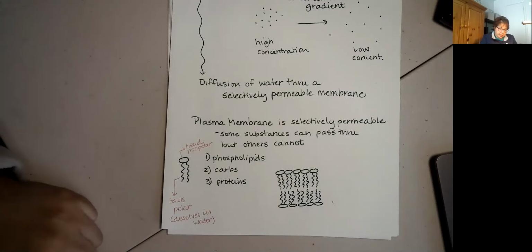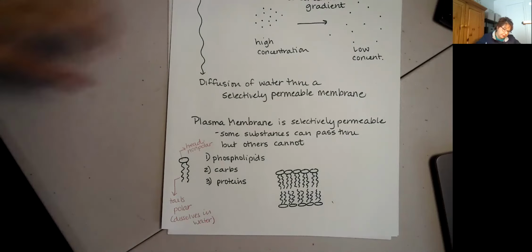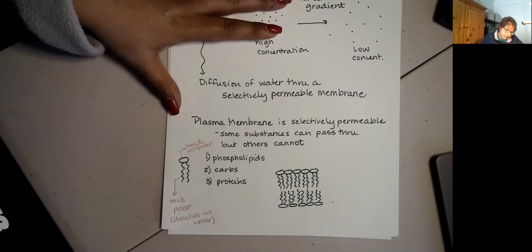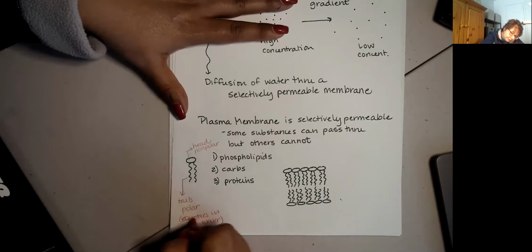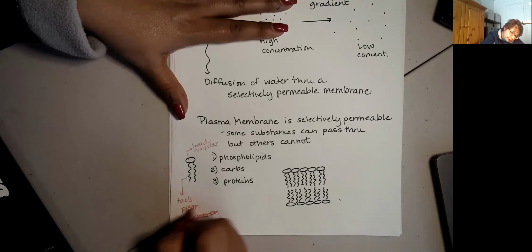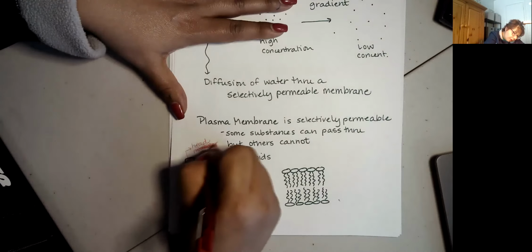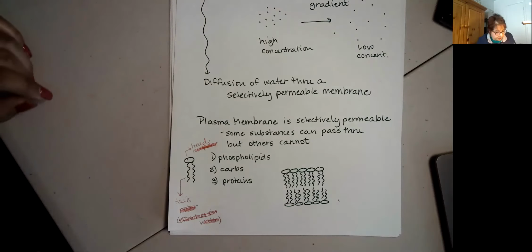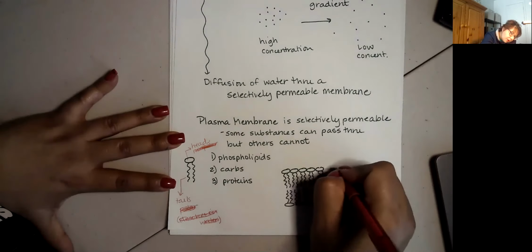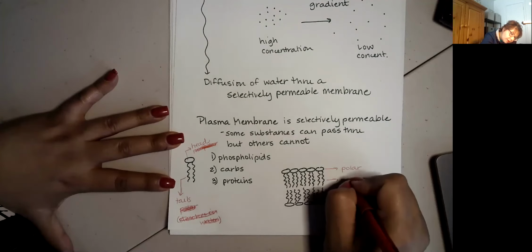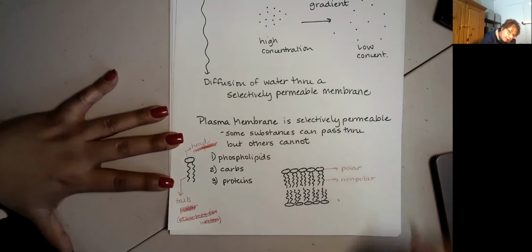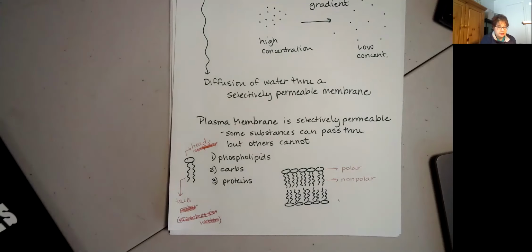Oh, you guys, I made a mistake. Hold on, let me correct myself. Let's fix your notes right here. I said this backwards. The heads are polar and the tails are non-polar. I'm so sorry I said those backwards. The heads are polar and the tails are non-polar.